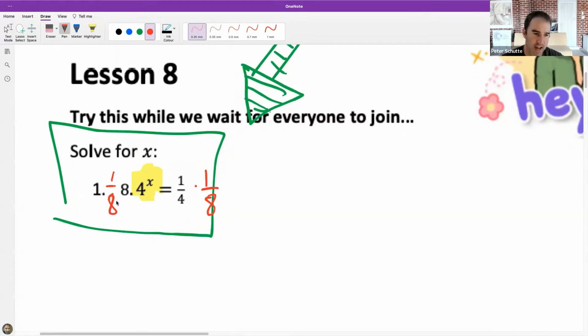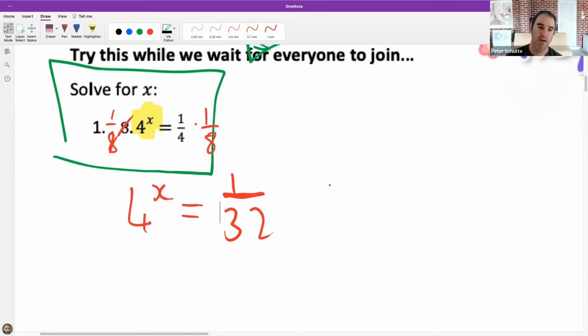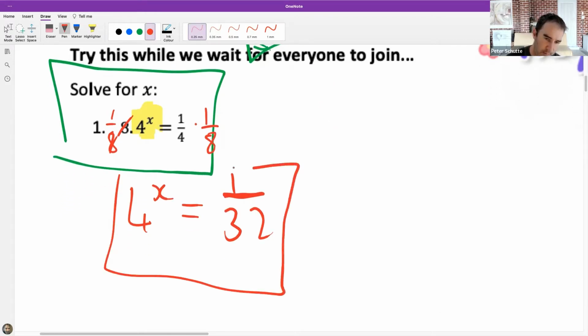What I'm going to suggest now is that when you multiply an 8 by 1 over 8, you get left with just 4 to the x. Essentially, the 8 and the 8 cancel out. But now you have to deal with 1 over 4 times 1 over 8. And so now what you need to do is decide what is a quarter times an eighth. And I want to suggest it's 1 over 32. Take a moment and see if you agree with me. Okay, so now I'm almost there. I've got 4 to the x is 1 over 32. What is the next thing I need to do?